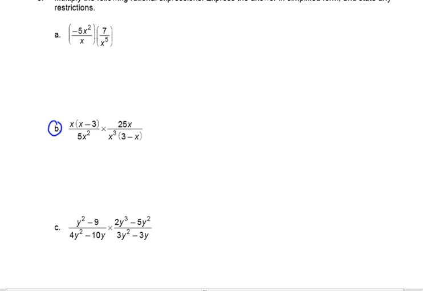What's close to canceling out but not canceling out? 3 minus x and x minus 3. How can we make these the same? Take out a negative. Let's do it out of this guy. So x times x minus 3 all over 5x squared times 25x over negative x cubed. And now we can write this as x minus 3.